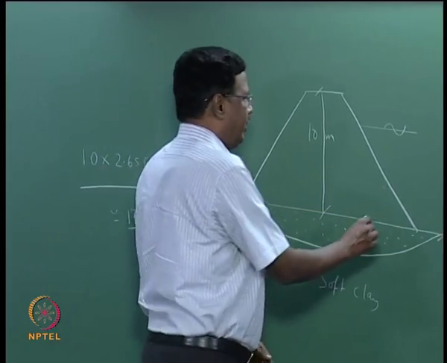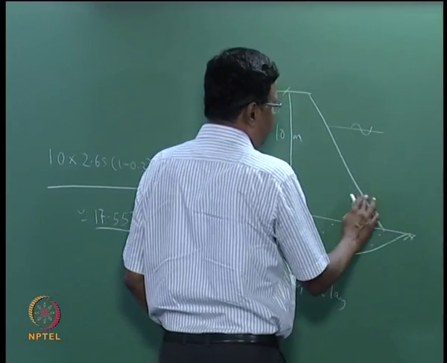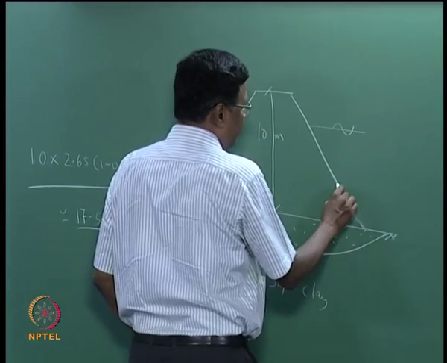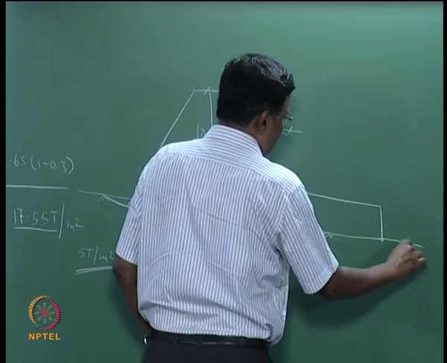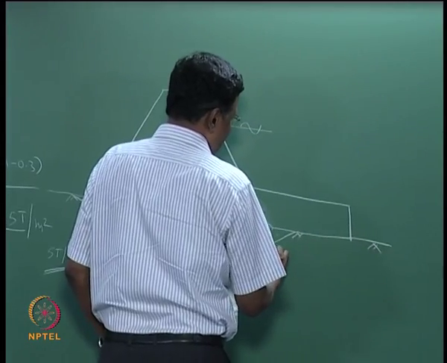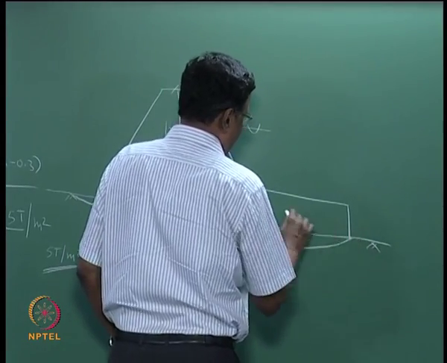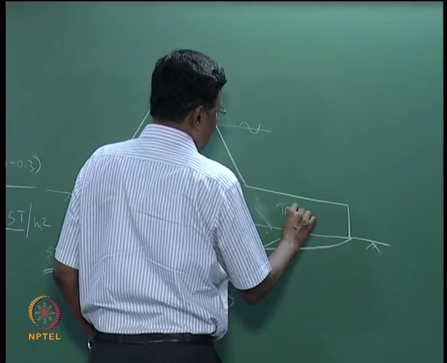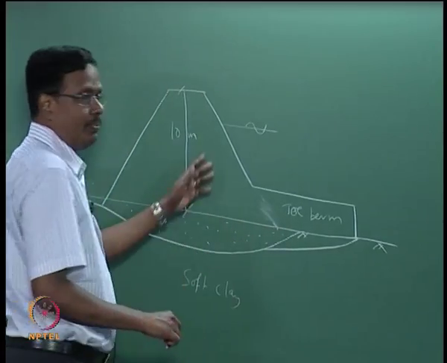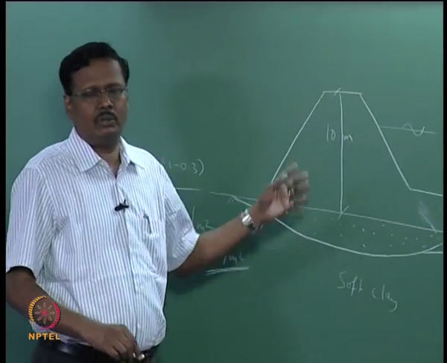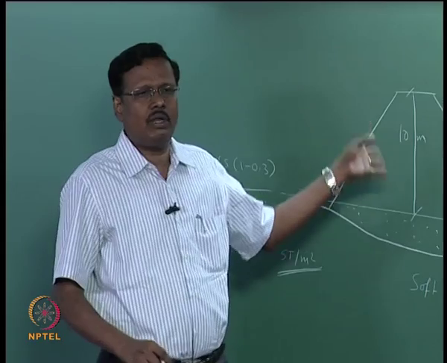Actually what we have to do in this type of situation is put what is known as a toe berm, so that this toe berm is required. So this will avoid the slope instability problem also. There will be a slope failure, the whole thing may collapse also.